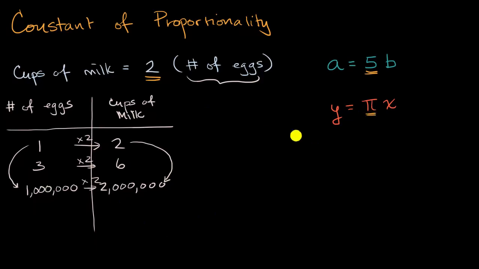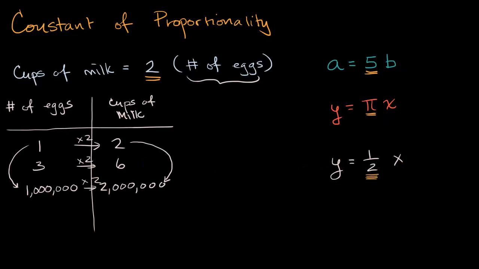Let's do one more. If I were to say that y is equal to 1/2 times x, what is the constant of proportionality? Pause this video. Think about it. Well, once again, this is just going to be the number that we're multiplying by x to figure out y. So it is going to be 1/2.